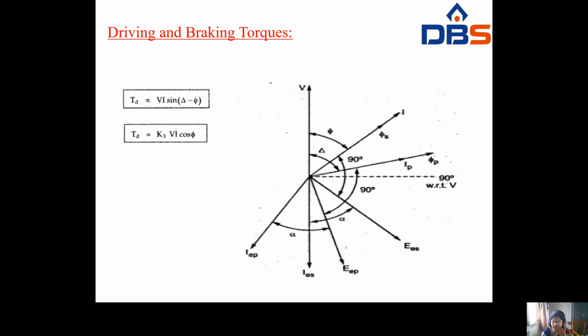Previously we have discussed the driving system, braking system, moving system, and resisting system. Driving means the pointer will deflect; the operation done up to the pointer deflecting is the driving mechanism. At that time it produces a deflection torque, TD proportional to VI sin(delta minus phi). Here this is V, and this is I.